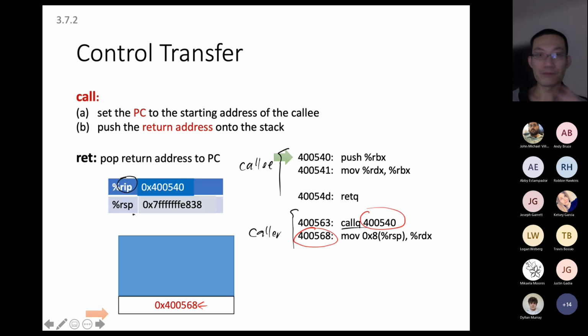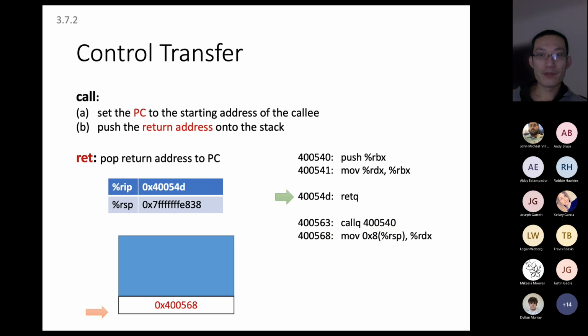Okay, let's continue. We finished the first part of this function call, and then we execute the callee one by one. Finally we finished the callee and hit this return part. Again, let's check the instruction pointer. It has 54B inside of it. So our green arrow right now is trying to execute this RETQ, the return instruction.